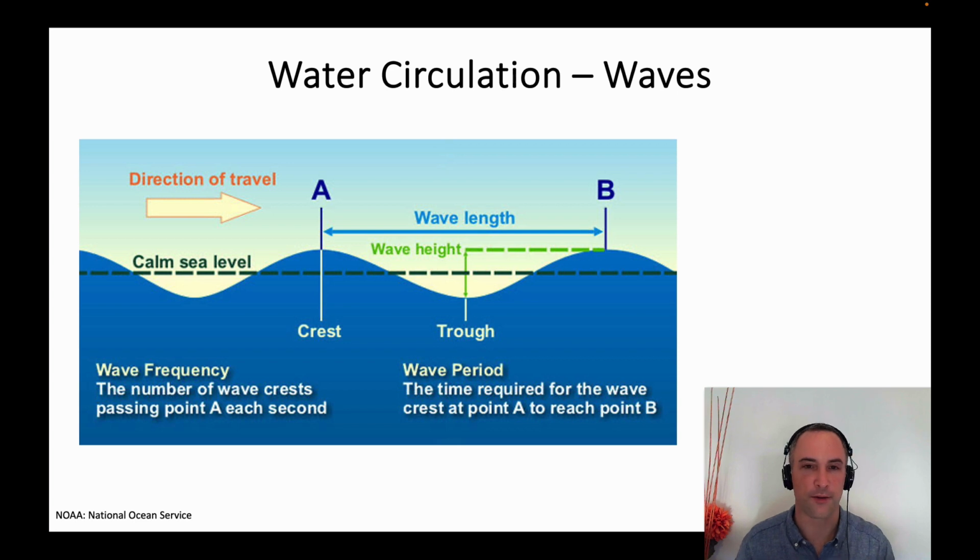Thinking a little bit more about water circulation on a smaller scale, if we think about waves, these are produced by any kind of disruption in the surface of the Earth. We have crests and troughs. When we're thinking about measuring wavelength, it's from crest to crest or trough to trough. The wave height is from the bottom of the trough to the peak of the wave, the crest of the wave. So those are the parameters of that.